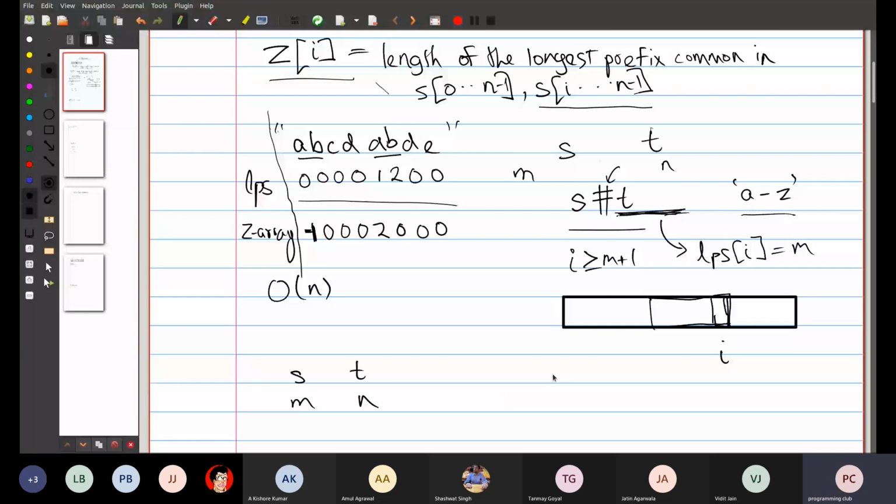The idea is that I will maintain two variables, L and R. Here, L and R is the substring which is common with the prefix. The screen is stuck again.